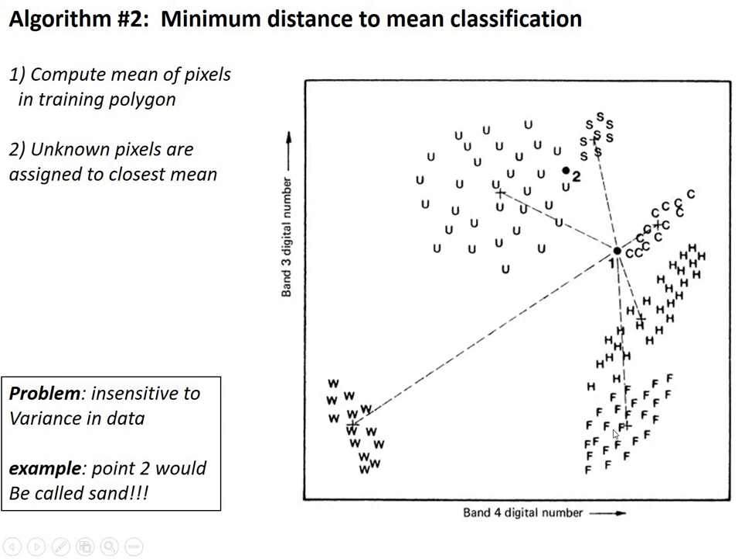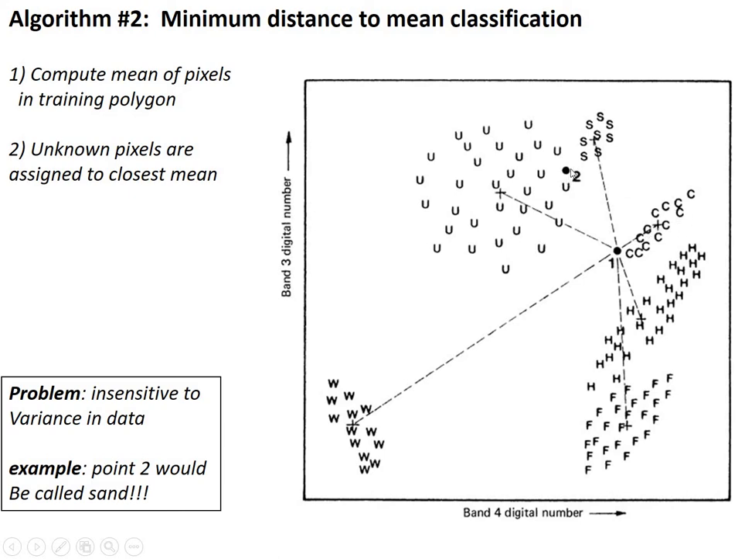So now to classify, let's imagine we have 2 unknown pixels. Let's look at pixel 1 first. We don't know what this pixel is. We don't know what group it belongs to. But we do know its digital number for band 3 and for band 4. We plot it right there, and we see that it's closest to corn. And by closest, I mean the distance between its position and the mean of the corn values is the shortest. So that's why it's called minimum distance to the mean, because you're going to the mean of these groups.